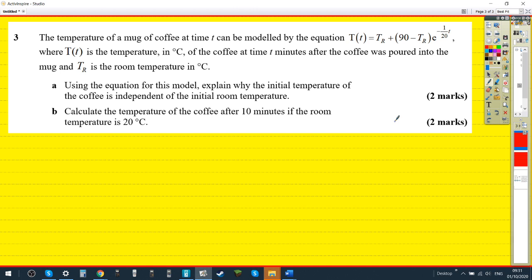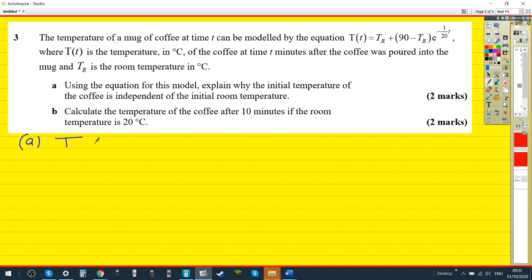I'm guessing it was something to do with the starting room temperature or something like that. I'm not sure. No, initial temperature. Anything you know about initial? Did it start at 0? Yep. What's 0? The coffee. I don't know what that means. So is that small t? Yes, time. Time is 0.